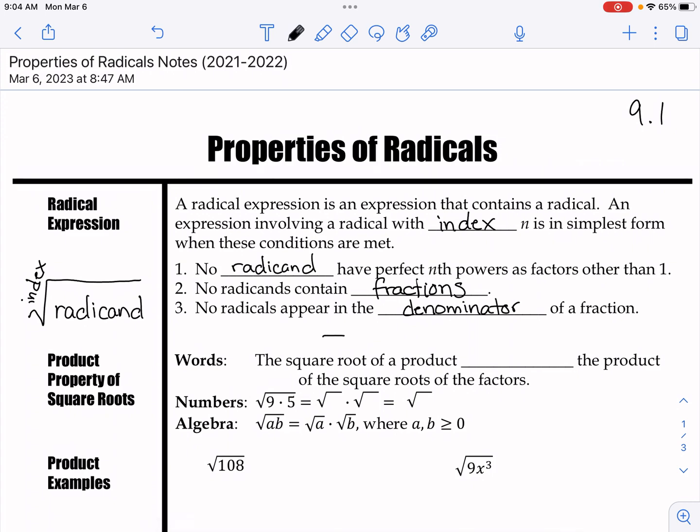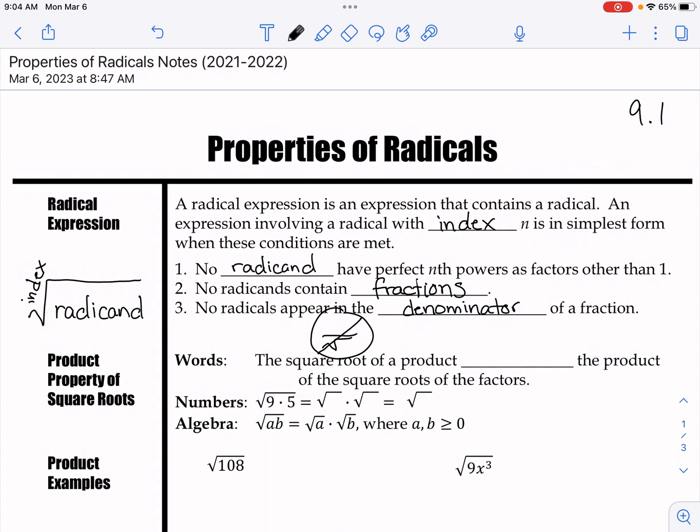If I draw a fraction bar, there cannot be, I'm going to cross this off, a radical in the denominator of it. So if you're working on your quiz, test, or assignment, and you put a radical in the denominator of a fraction, that's not written in standard form.